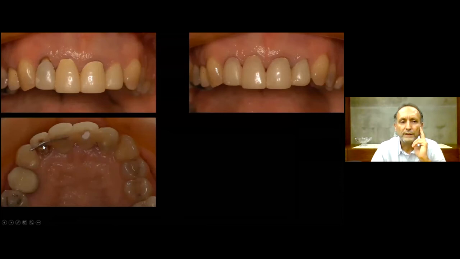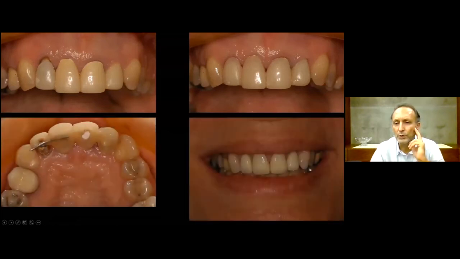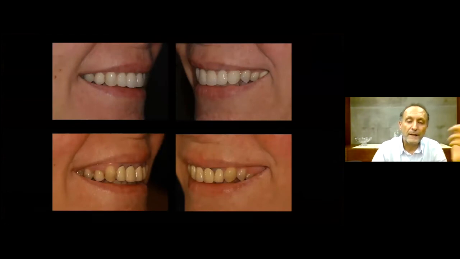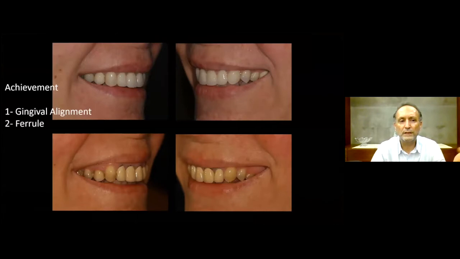Now, with a simple eruption on the upper right lateral, we were able to bring her into this type of temporaries. And then from this type of temporaries with the lateral views, we were able to move to the final restorations, and this is the final restoration before and after on the lateral views. So the best bioengineering technique is the ortho eruption. Orthodontics is the best bioengineering technique. So gingival alignment, ferrule effect.